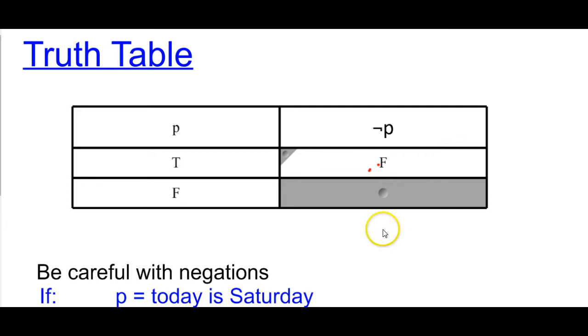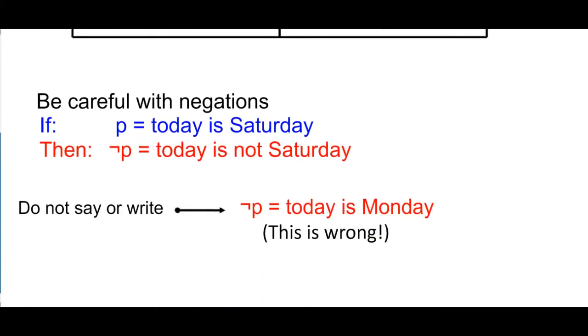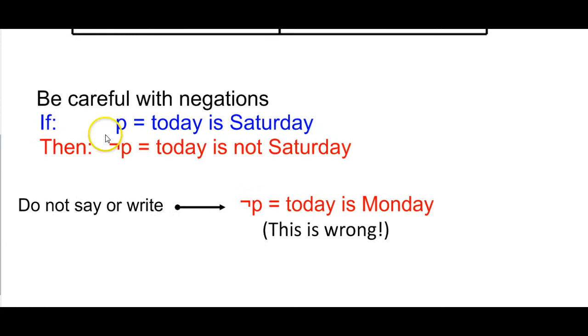Not P would be false. If P were false, then not P would be true. Right? The exact opposite. So again, if P equals today is Saturday, then not P is today is not Saturday. Alright? And again, do not say not P is today is Monday. This is wrong, alright? Please do not do that. Remember, that would be just another statement, alright?